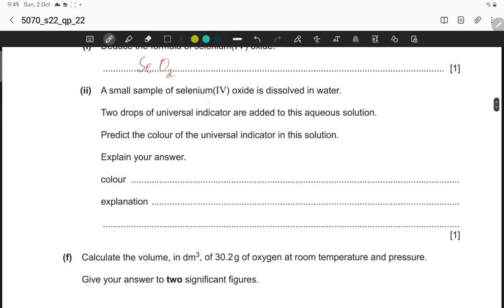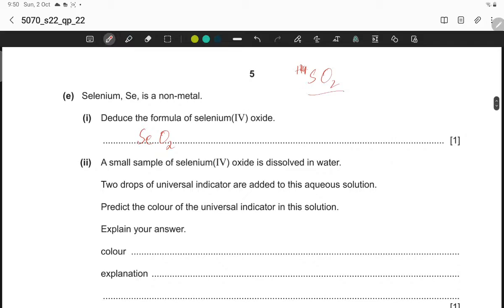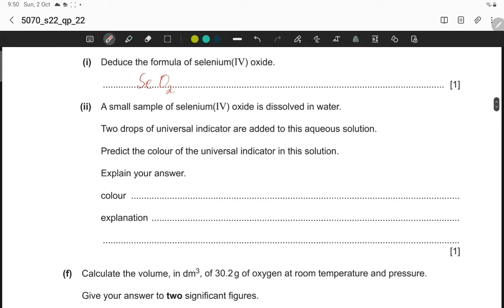A small sample of selenium 4 oxide is dissolved in water. 2 drops of universal indicator are added to this solution. You know that this is a non-metallic oxide, and non-metallic oxides are acidic oxides, and when acidic oxides dissolve in water they form acid solutions. So when 2 drops of universal indicator are added to this aqueous solution, predict the color of the universal indicator in this solution.